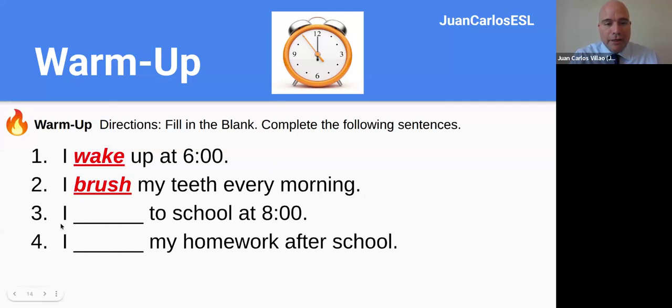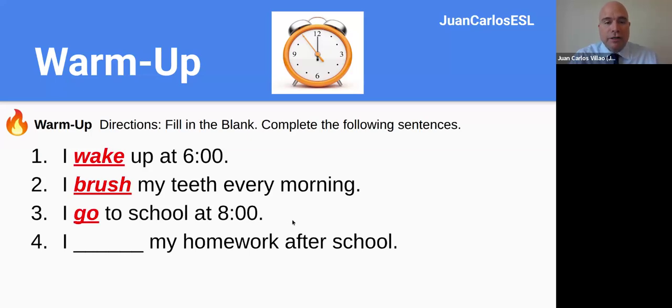Number 3, I blank to school at 8 o'clock. I go to school at 8 o'clock. Yo voy a la escuela a las 8. Entonces, yo voy a la escuela a las 8. I go to school at 8 o'clock.